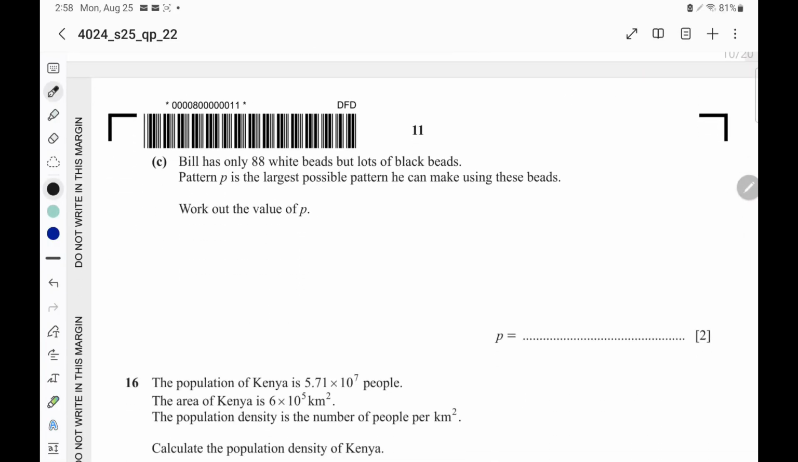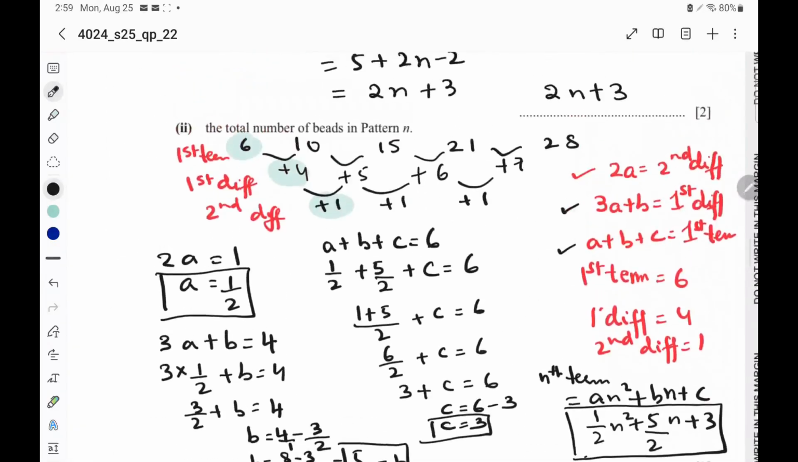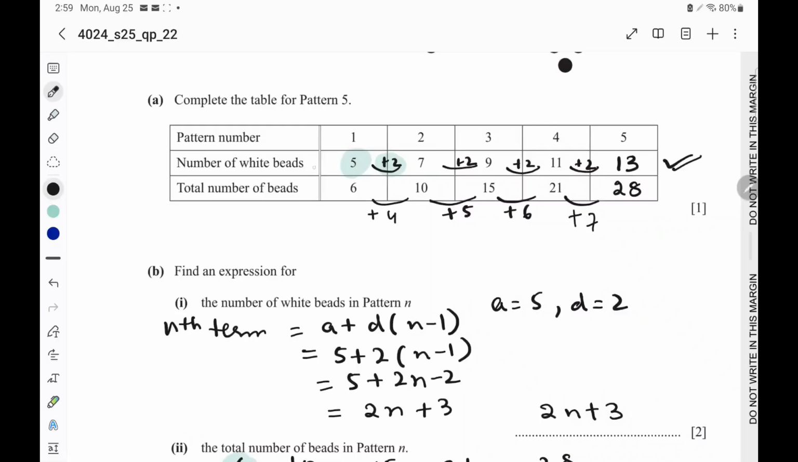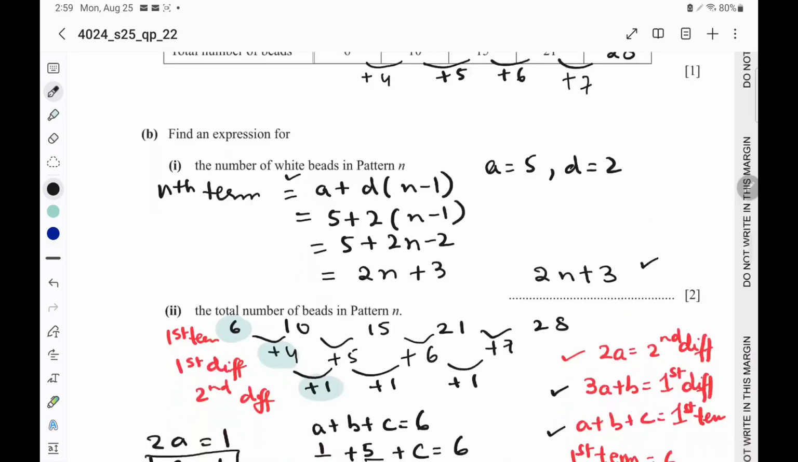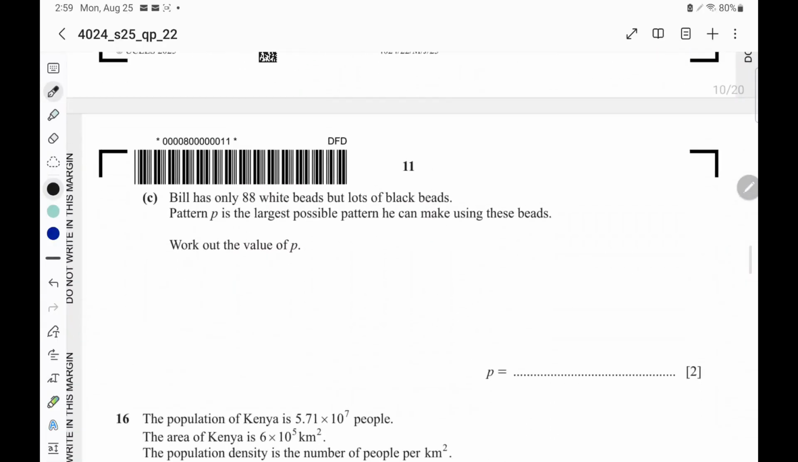Part C. Bill has only 88 white beads but lots of black beads. Pattern P is the largest number of pattern he can make using these beads. For 88 white beads, we have already found the formula for white beads is 2n plus 3. So 2n plus 3 is equal to 88, because the number of beads is 88.